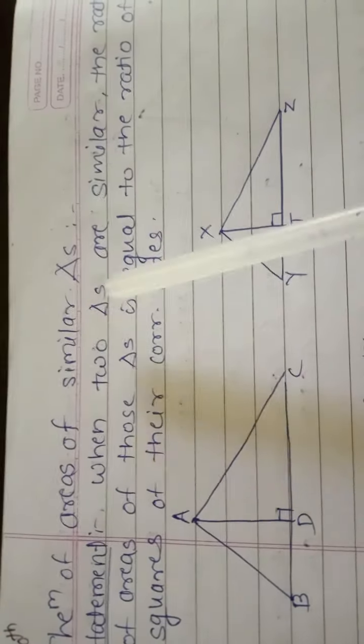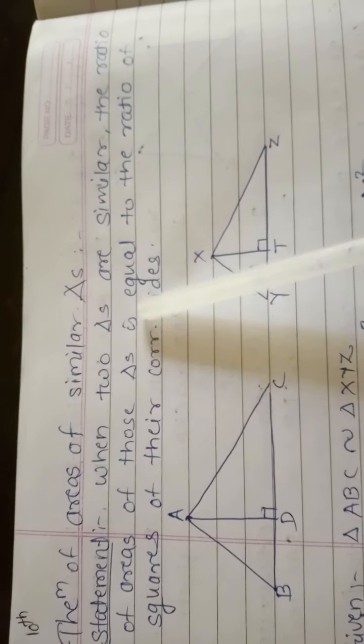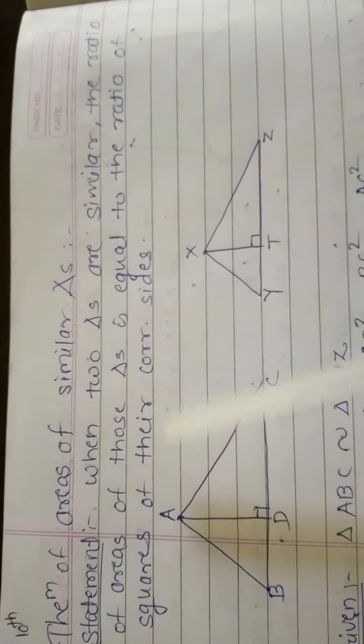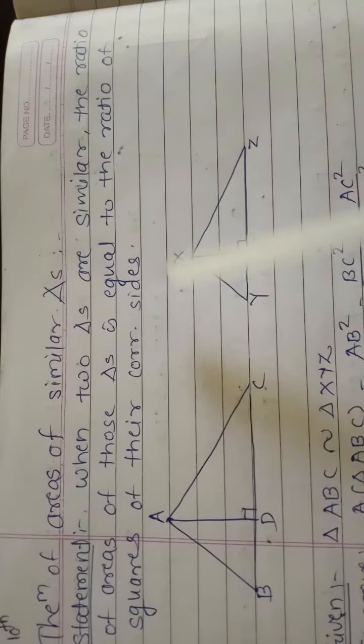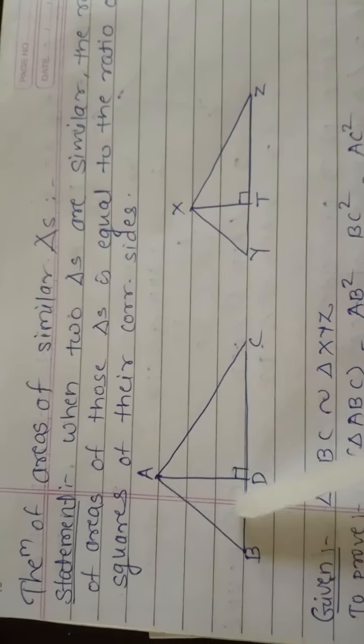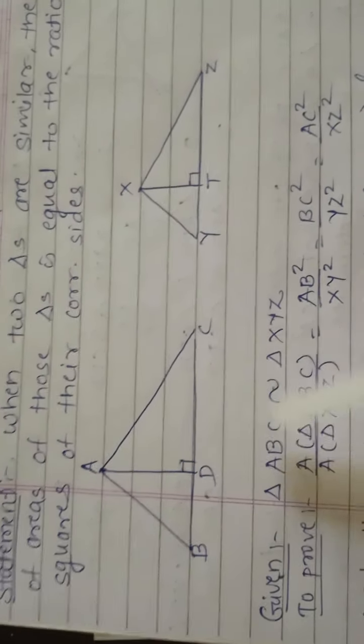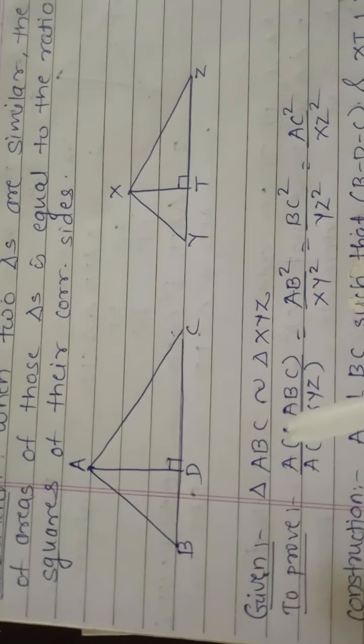So see, when two triangles are similar, then the ratio of areas of those triangles is equal to the ratio of squares of their corresponding sides. So these two triangles are given. Now you are given that triangle ABC is similar to triangle XYZ. So your given statement is triangle ABC similar to triangle XYZ.